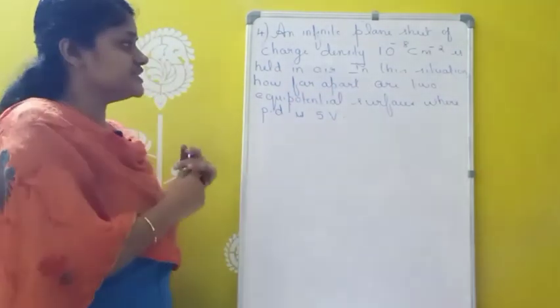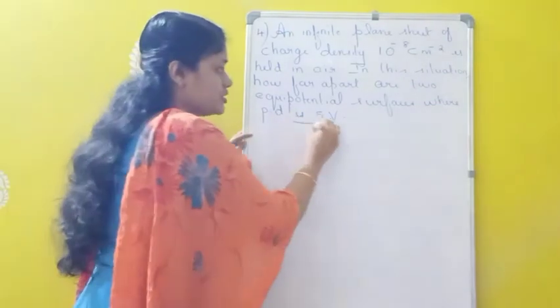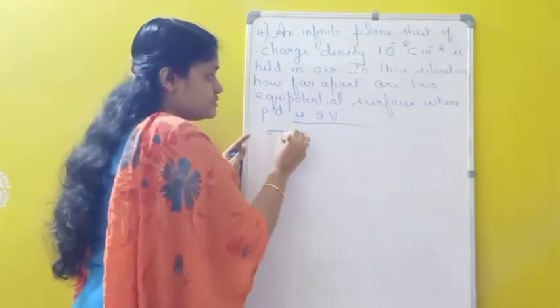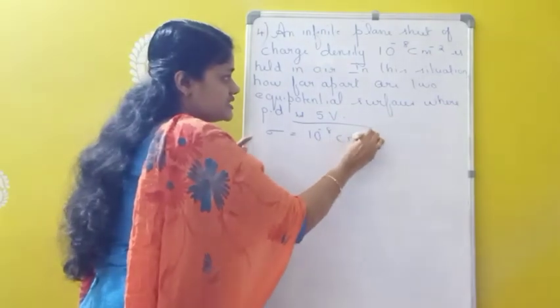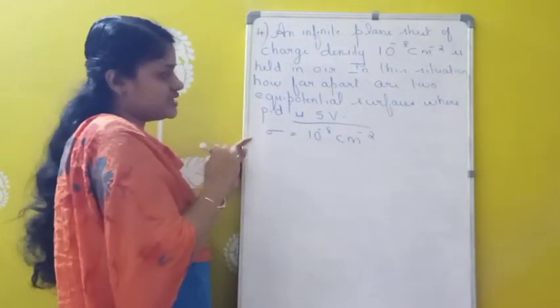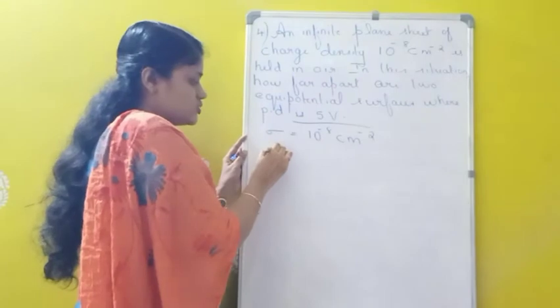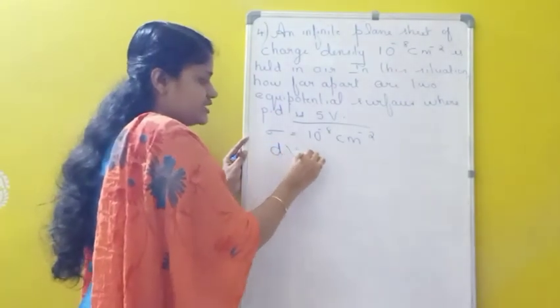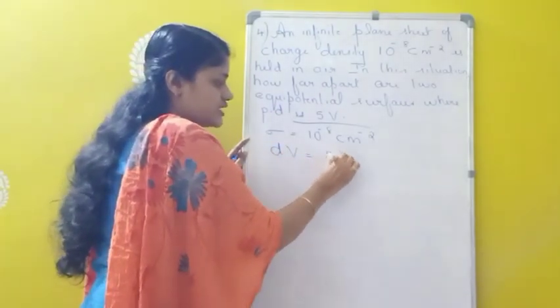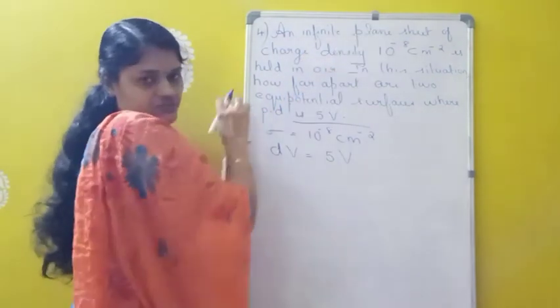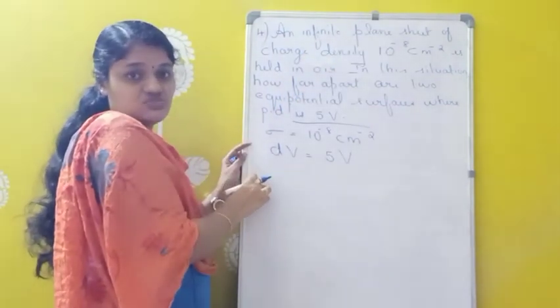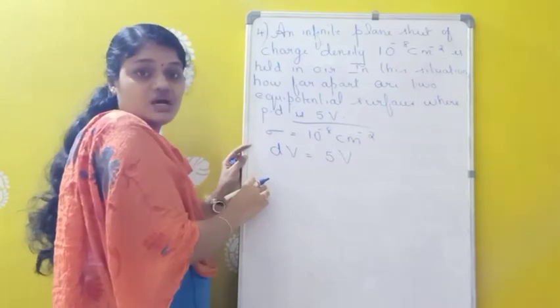What are the data given? We can write first. The surface charge density sigma is given as 10 raised to minus 8 coulomb per meter square. Then what else is given? Potential difference, which I am writing as dV. So dV equals 5 volt. And it is given that it is an infinite plane sheet. What is the electric field in the case of an infinite plane sheet? Sigma by 2 epsilon 0.